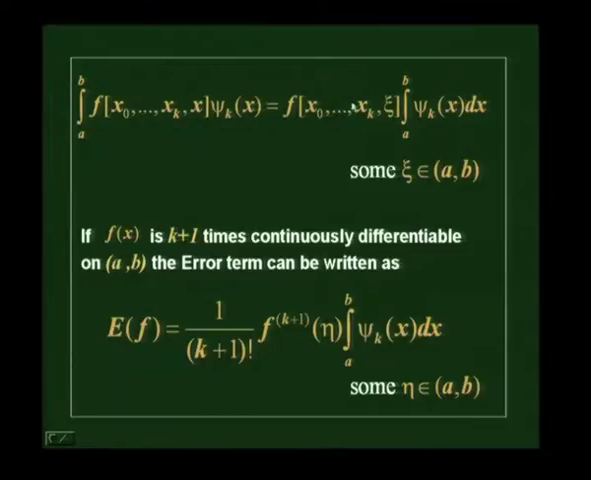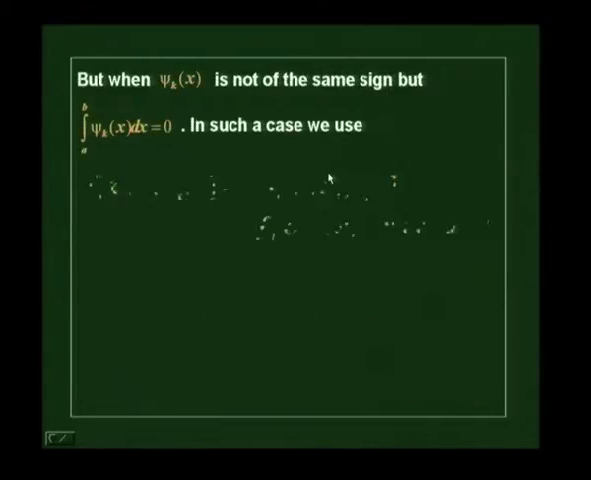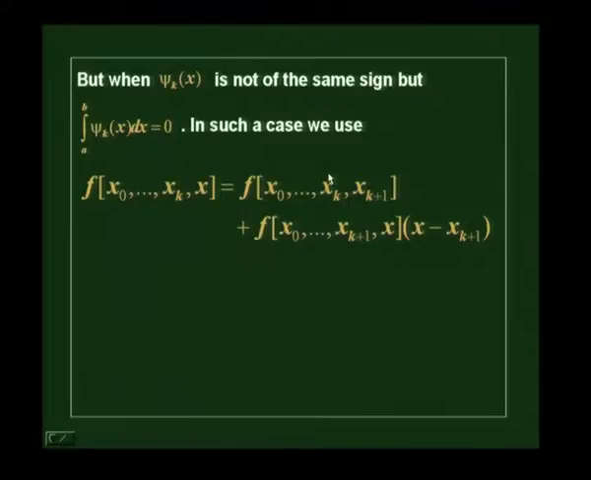Now, this is true only if psi k of x, that is this order k plus 1 polynomial, is of the same sign in the whole interval a to b. In that case we can use this.